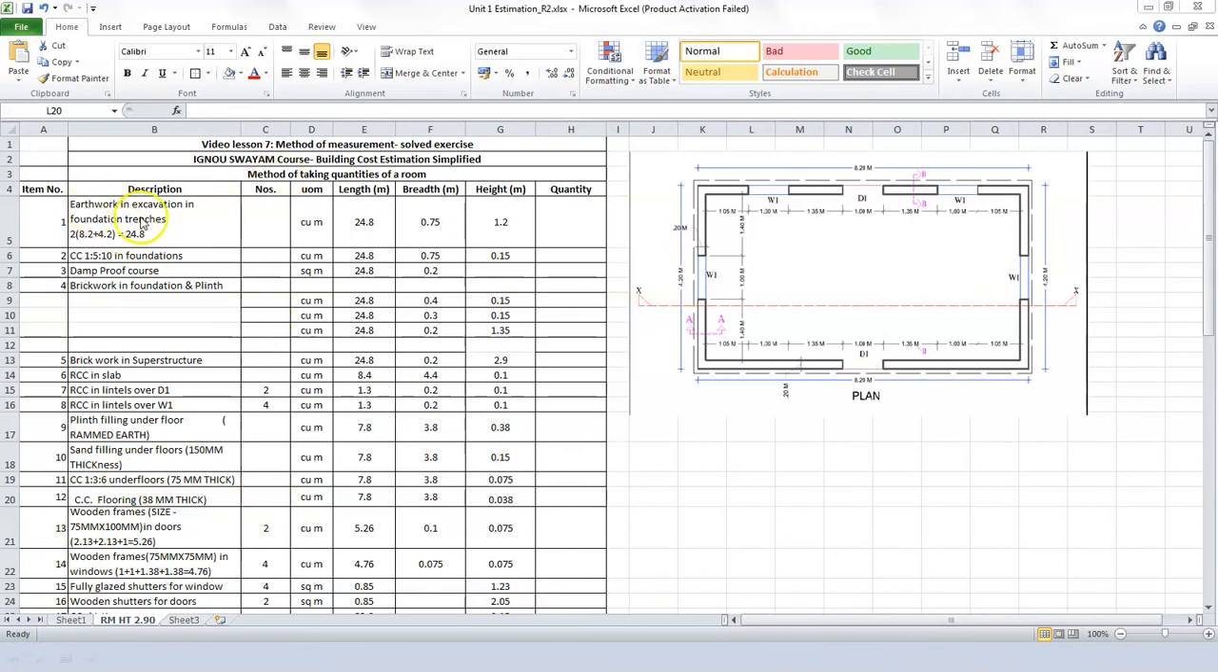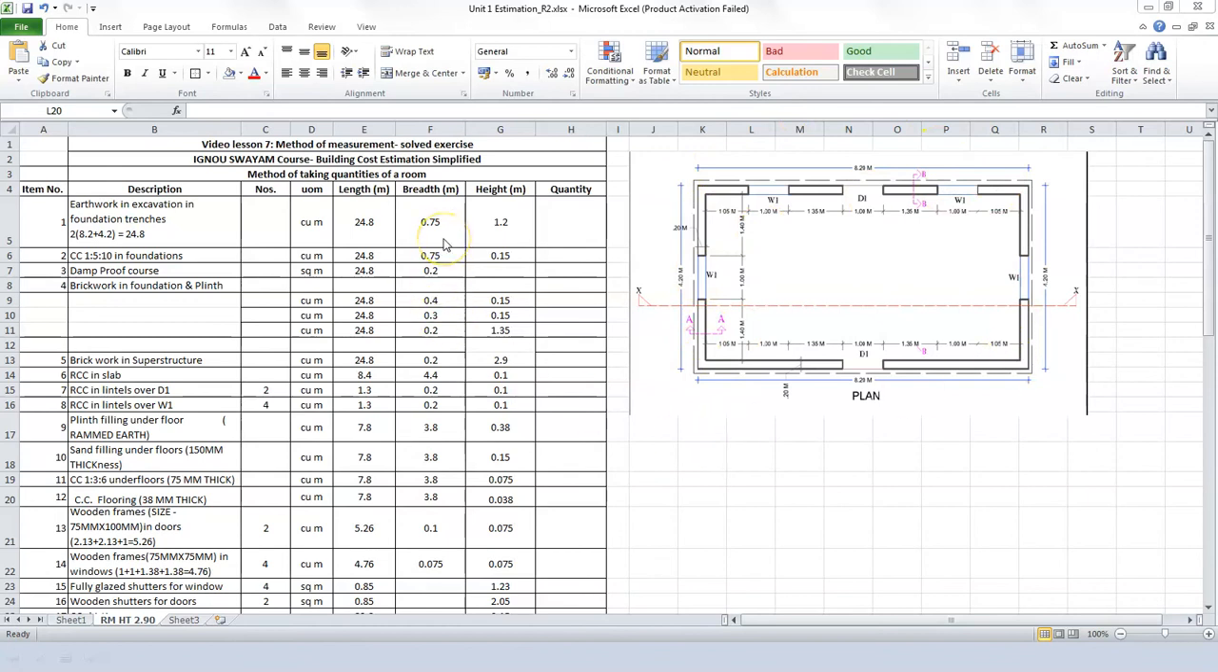First of all, we look at earthwork in excavation, earthwork and excavation in foundation trenches. The excavation is done for the foundation, and the foundation runs below the wall. So when we look for the dimensions for the excavation, we're basically looking at the outer perimeter of the room. We have 8.2 and 4.2, which is the outer width of the room. The perimeter is 24.8, which is 8.2 plus 4.2 multiplied 2 times. So the length is 24.8, as the foundation runs around the perimeter of the room.